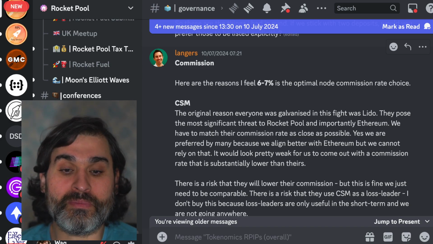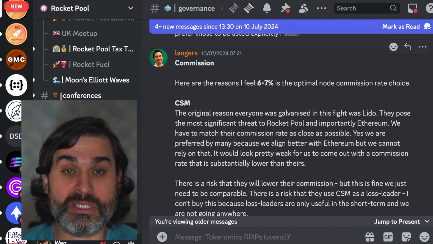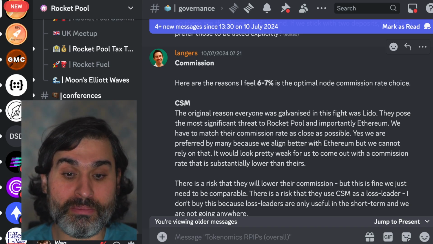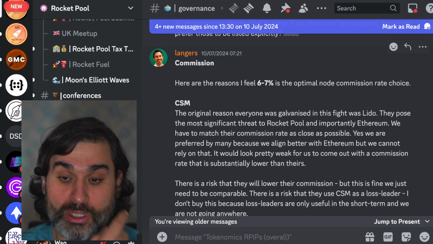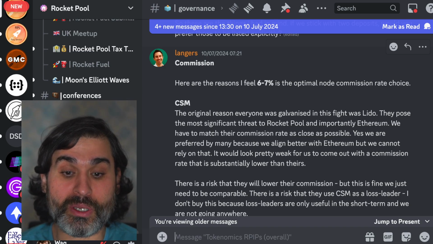So Langers was talking about a comparison to the CSM, which is Lido's community staking module. He says the original reason everyone was galvanized in this fight was Lido. They posed the most significant threat to Rocket Pool and importantly to Ethereum. We have to match their commission rate as close as possible. Yes, we are preferred by many because we align better with Ethereum, but we cannot rely on that. It would look pretty weak for us to come out with a commission rate that is substantially lower than theirs.